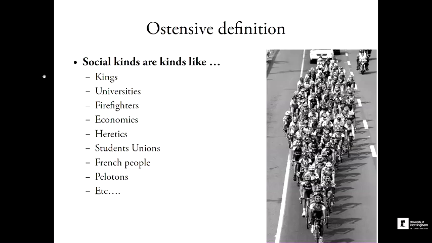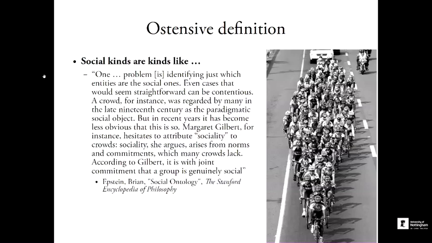That's not to say that it's necessarily that easy to give such a list. As Brian Epstein notes in the reading that you would have done for this week, even cases that would seem straightforward can be contentious. A crowd, for instance, was regarded by many in the late 19th century as a paradigmatic social object, but in recent years it's become less obvious that it is so. Margaret Gilbert, for instance, hesitates to attribute sociality to crowds. Sociality, she argues, arises from norms and commitments which crowds may lack.